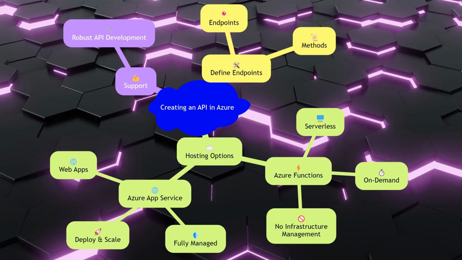Creating an API in Azure involves several steps. First, you need to define the API's endpoints and methods. Then, you can use Azure Functions or Azure App Service to host the API. Azure Functions is a serverless compute service that allows you to run code on demand without managing infrastructure. Azure App Service is a fully managed platform for building, deploying, and scaling web apps. Both options provide robust support for API development.